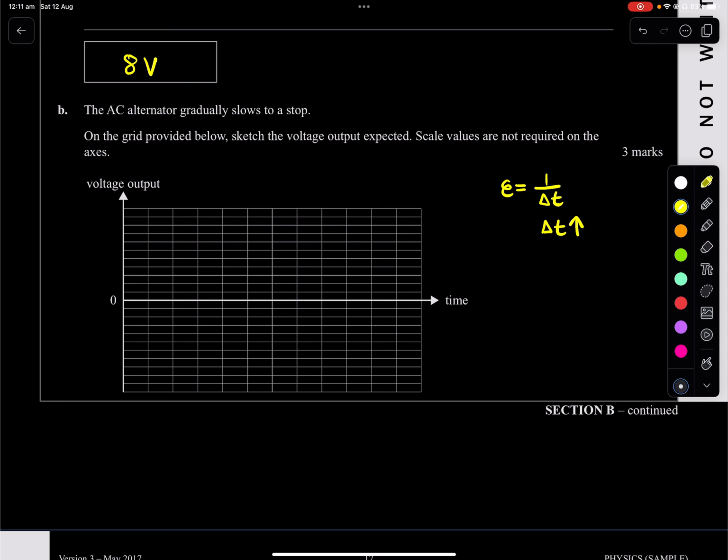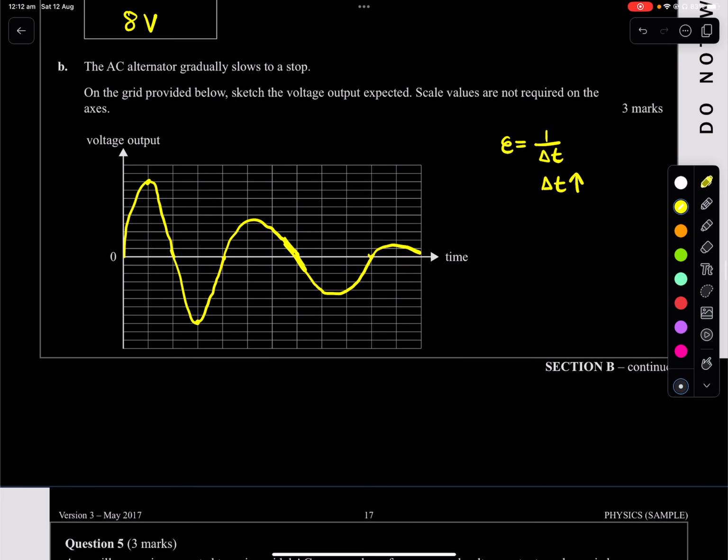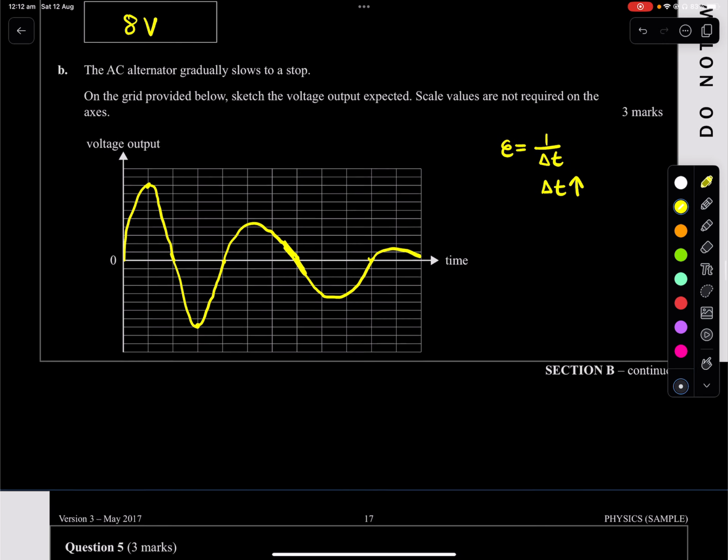So let's just try to draw. Imagine that this is this and that, and this is like that and that, and the period is like now 3. So let's just draw it. Now what's going to happen is that this period's going to go like that. Yeah, this should be enough. We can see that the period starts increasing every time.